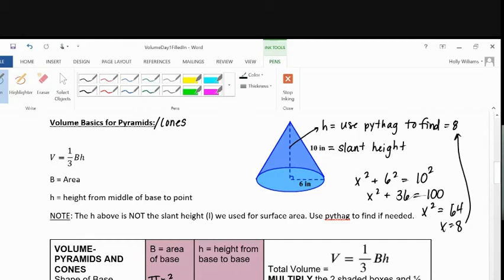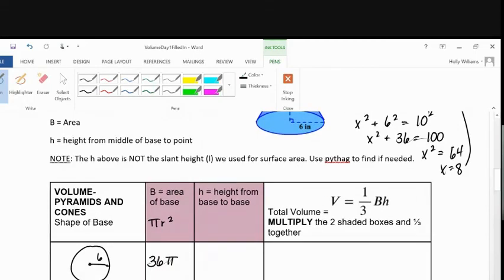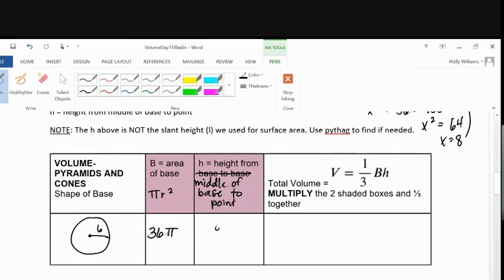So now we can kind of go through and plug things in. So this should be the height. It's from the middle of the base to the point. And I'll change that on my charts. Okay, so height here is 8. Perfect. And then all you got to do is literally plug it into that formula.